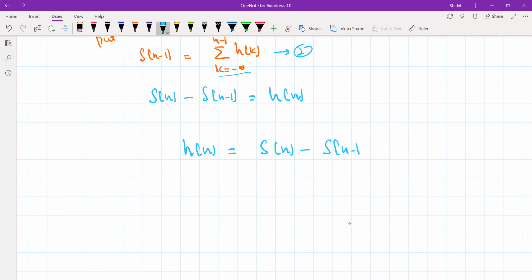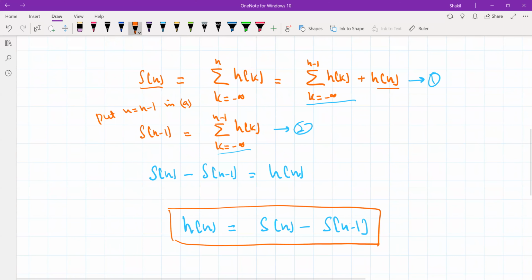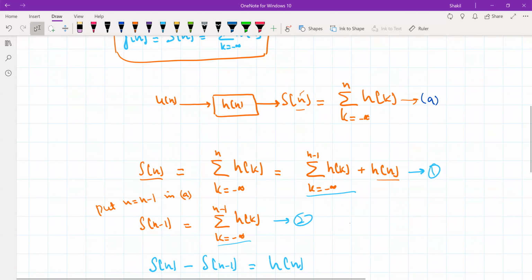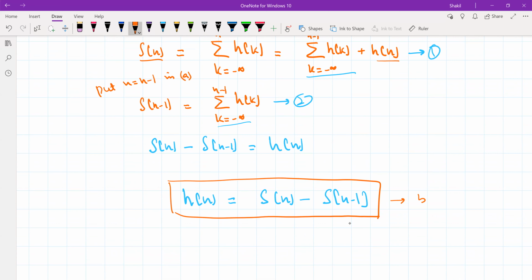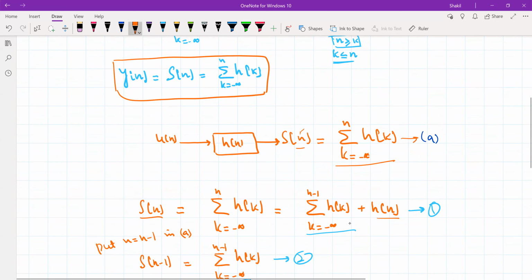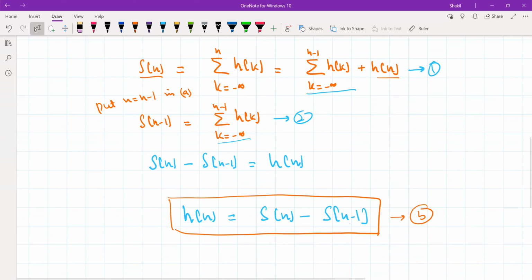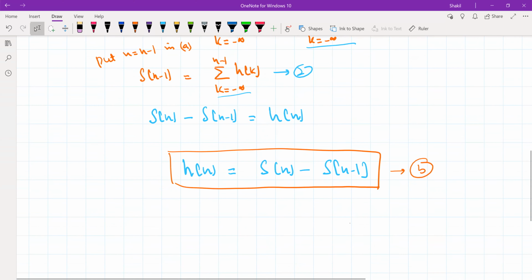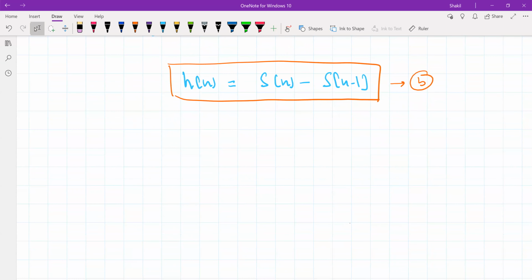So this is equation B. If the step response of the system is given, you can calculate the impulse response from that. And if the impulse response of the system is given, you can calculate the step response from that by doing this operation. So from equation A, you can calculate the step response if the impulse response is given. From equation B, you can calculate the impulse response if the step response is given. All right, so this is the relationship between the responses of the system.